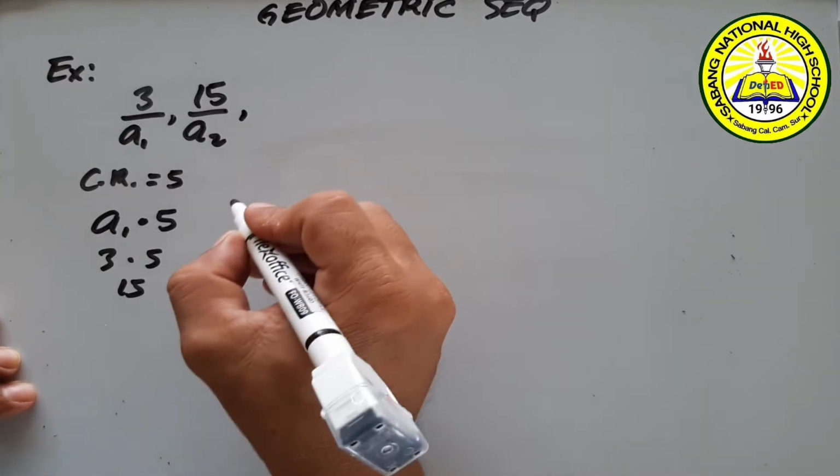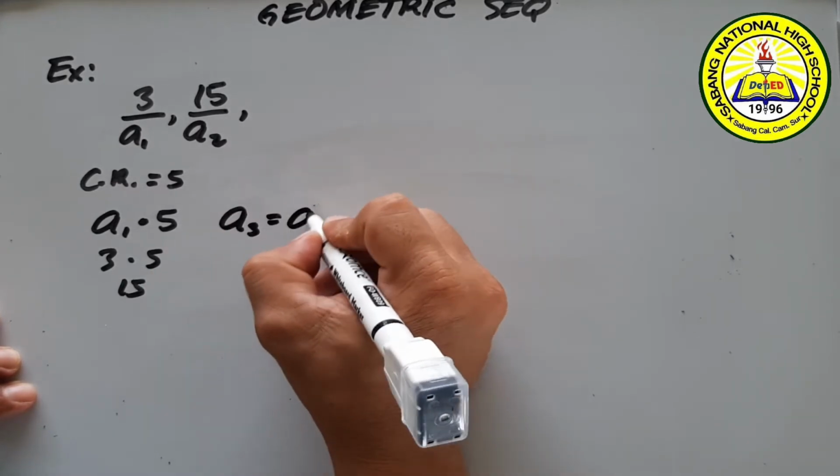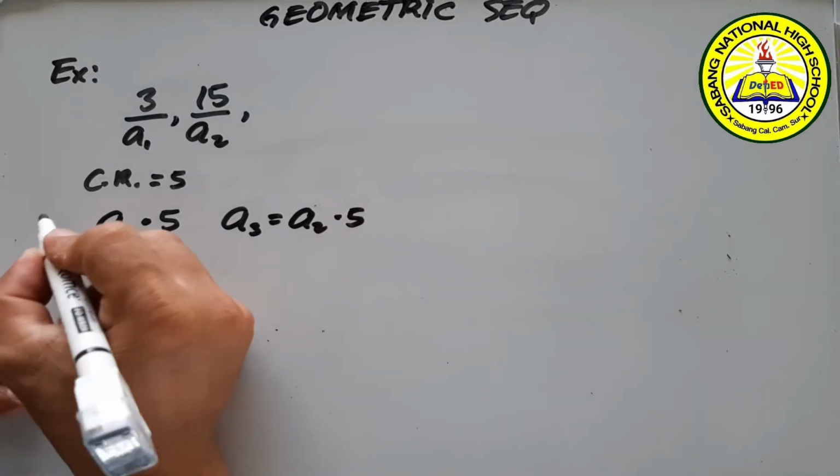To find a sub 3, a sub 3 is equal to a sub 2 times the common ratio 5. So this one is a sub 2.